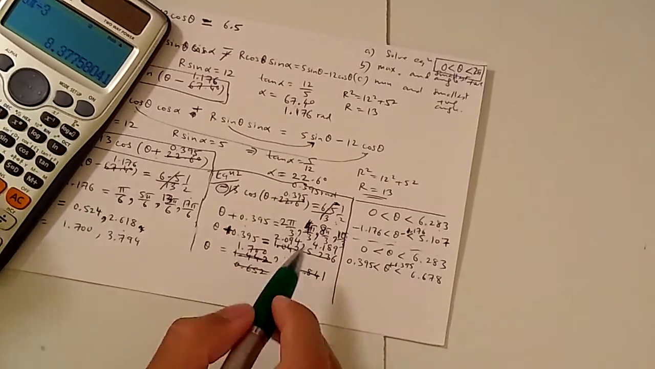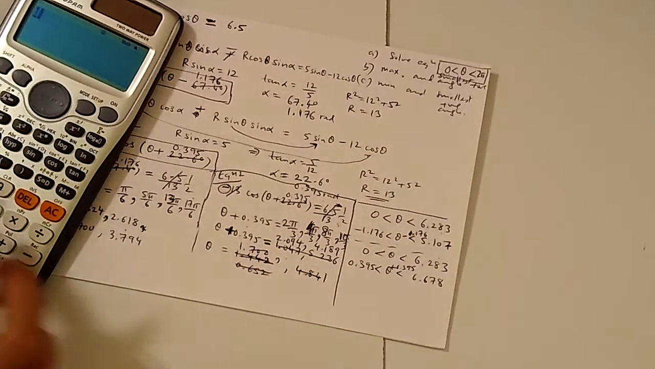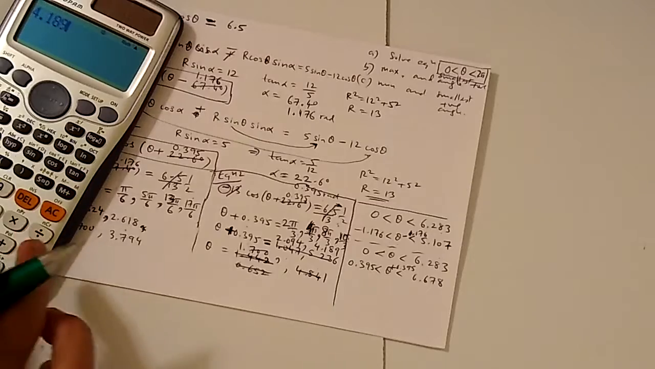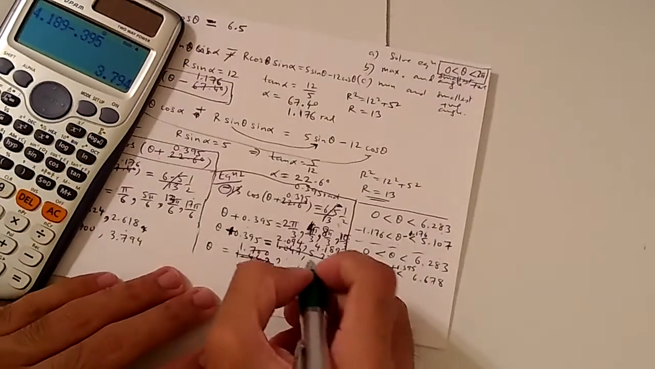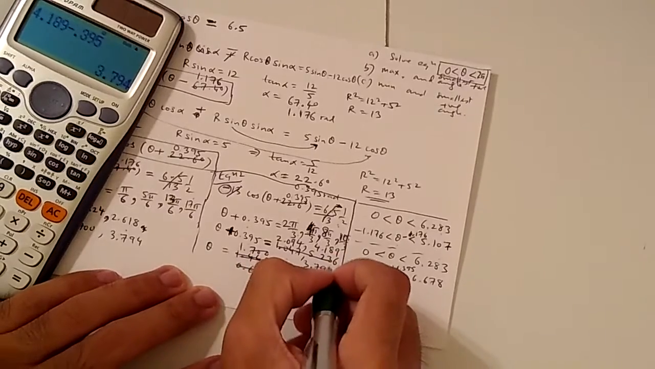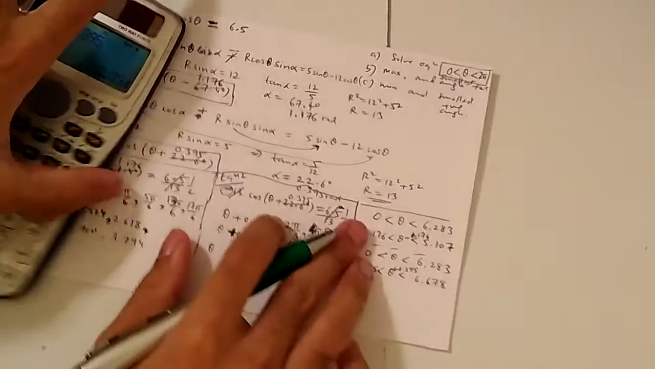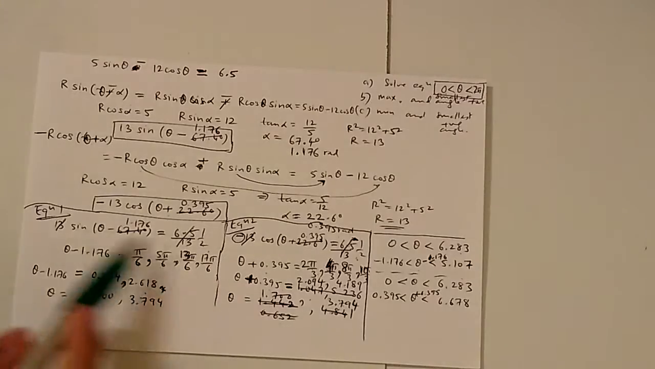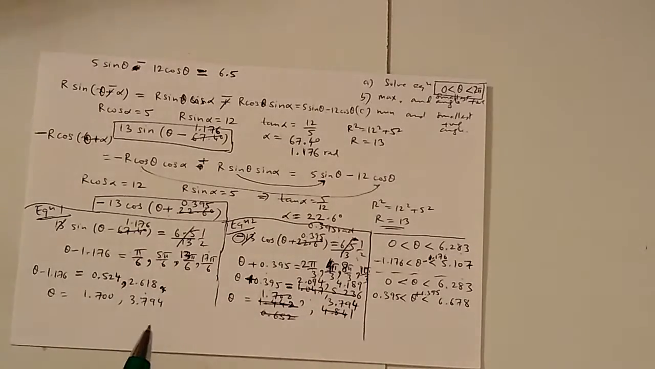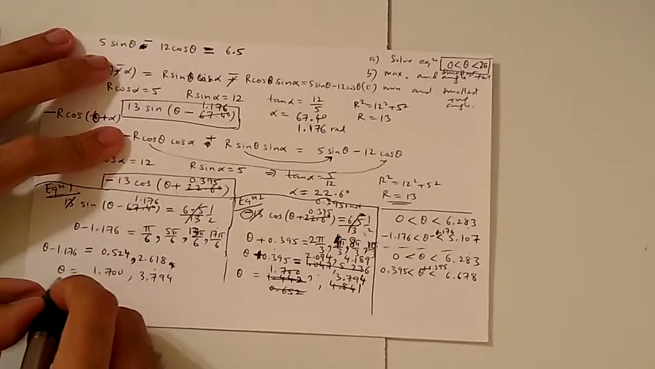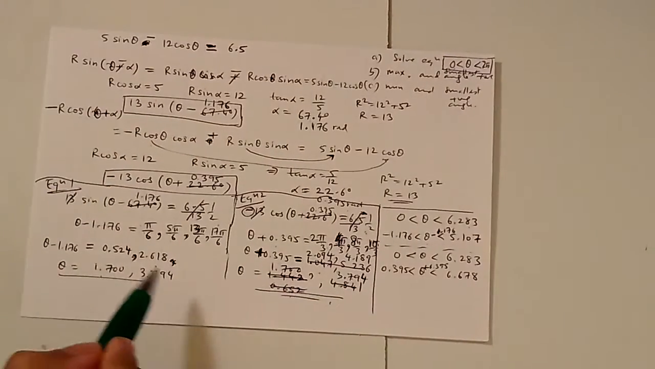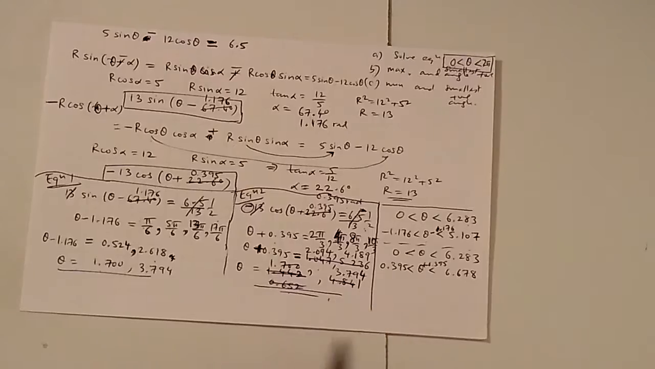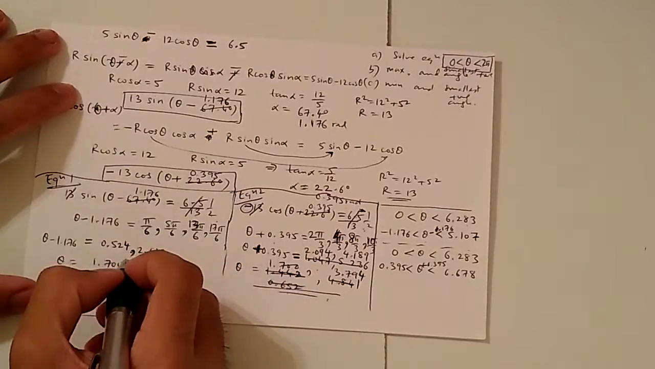Okay, and 4.189 minus 0.395 is going to be 3.794. In other words, irrespective of the method you choose, whether you try to use the sine or the cosine, whether you solve the sine ratio or the cosine ratio, you're going to end up at the same answer because you're solving the same equation. So you're getting the same answer: 1.700, 3.794, 1.70, 3.794.